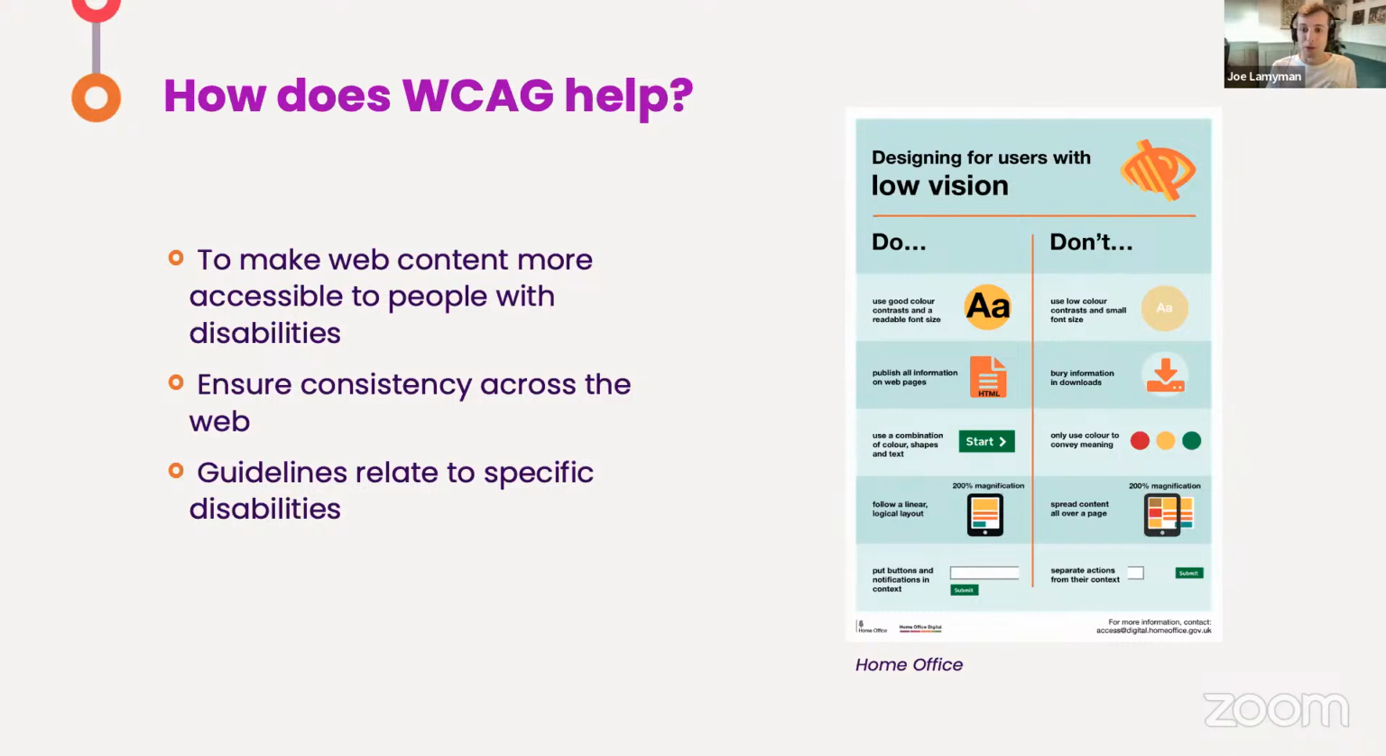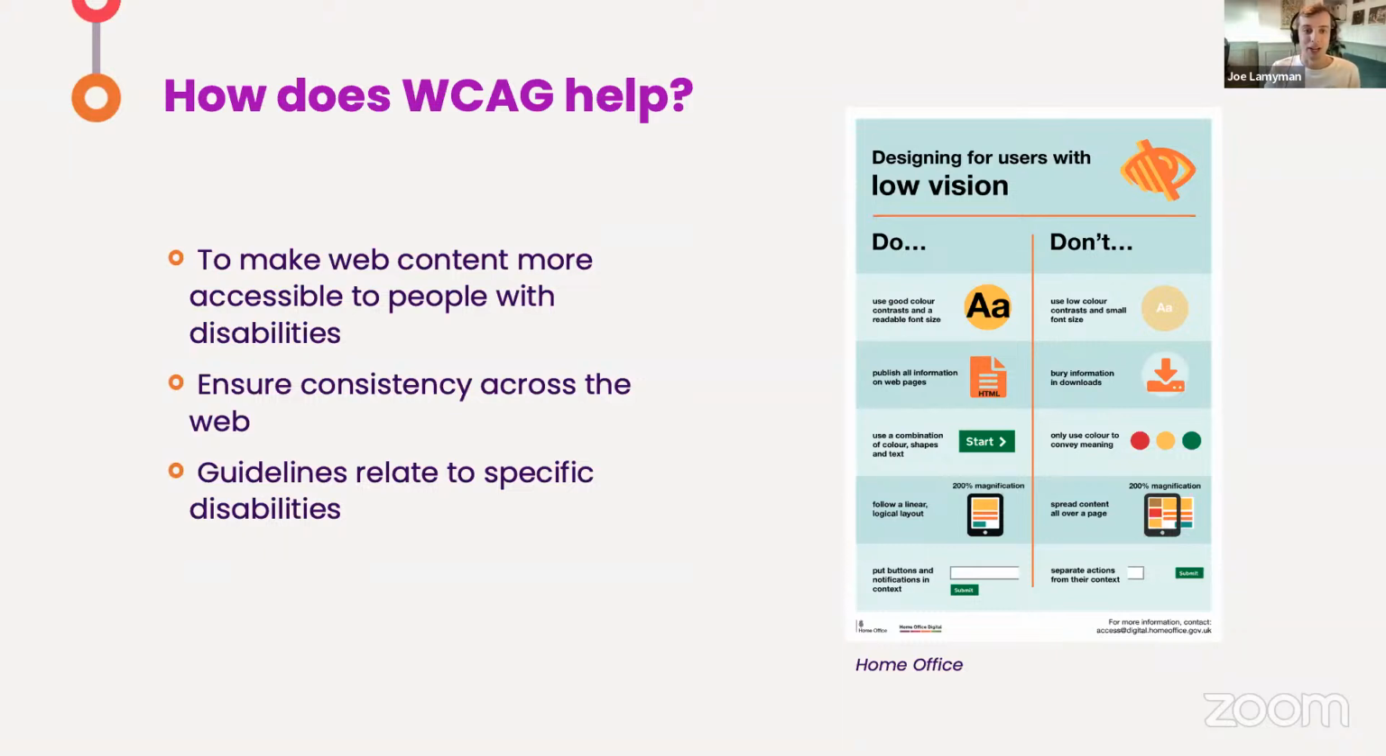And there's guidelines that focus on specific disabilities as well, which is great. It also helps us to ensure consistency across the web as well. So in focusing on the same guidelines and in us all using the same guidelines, it helps to make sure that we're consistent in our approach and the techniques that we use to make web content accessible. This is useful because people can expect similar experiences from websites, and you don't have to relearn the web each time you come across different websites.